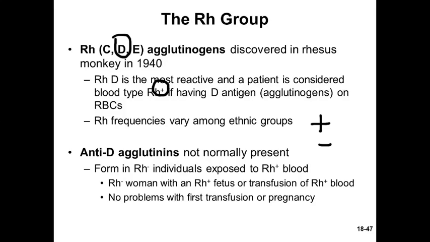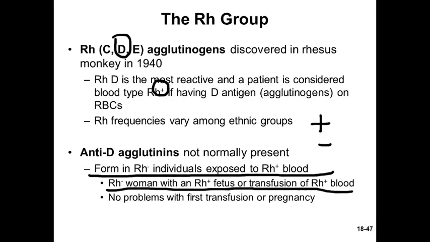Now, the difference here is that whereas the body will naturally make A and B antibodies by 8 months and maximally by 10 years of age, anti-D agglutinins or antibodies are usually not present, and one must first be exposed to RH positive blood. So an individual will not naturally make antibodies against the RH factor until they have been exposed to RH blood. And so an RH negative woman with an RH positive fetus will, after that point, begin to make antibodies. There would not be a problem, however, with the first transfusion or the first pregnancy.